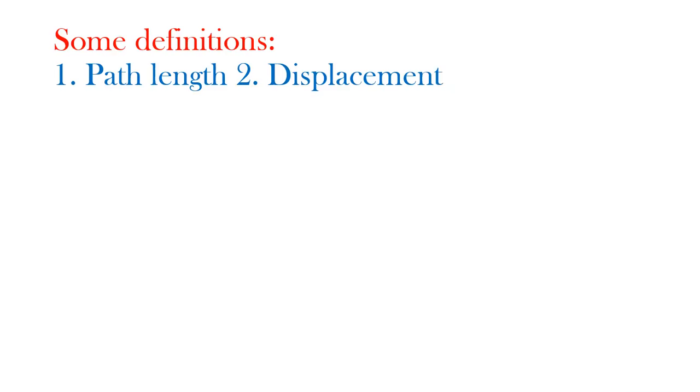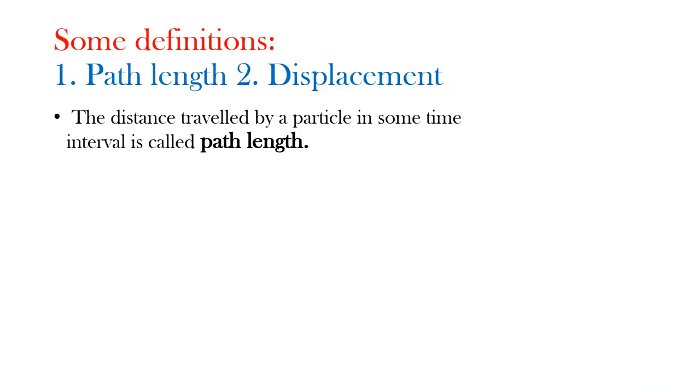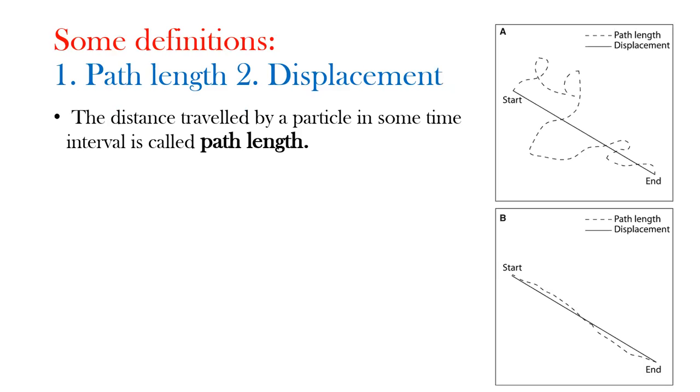Most probably you know it from your class 9 knowledge, but let's revise for those who have rather misplaced it somewhere in their mind. The distance traveled by a particle in some time interval is called path length. You can see the dotted part over here is the path length, and it is always positive.